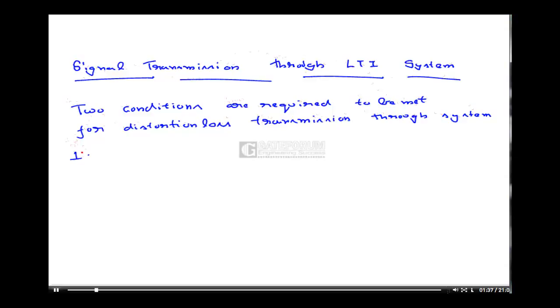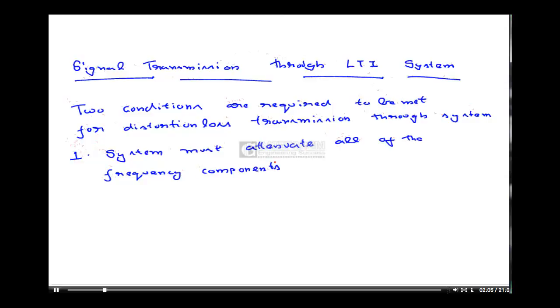The first one is the system must attenuate all of the frequency components equally. H of omega must be constant.